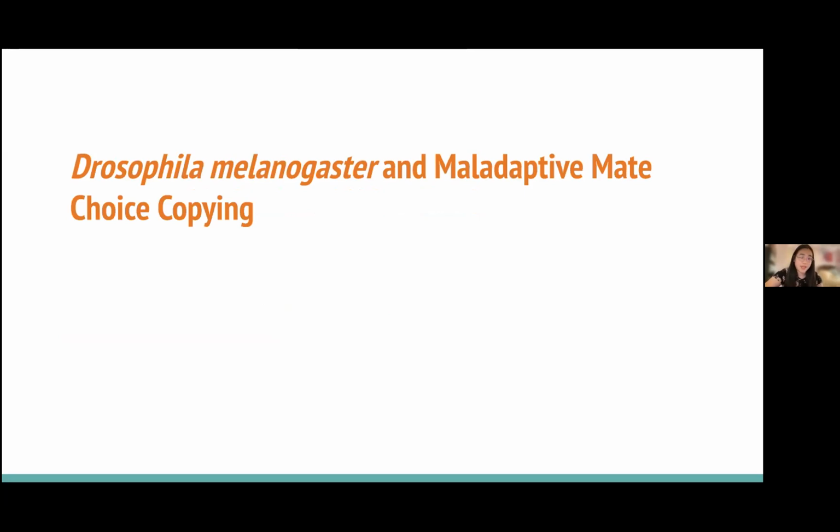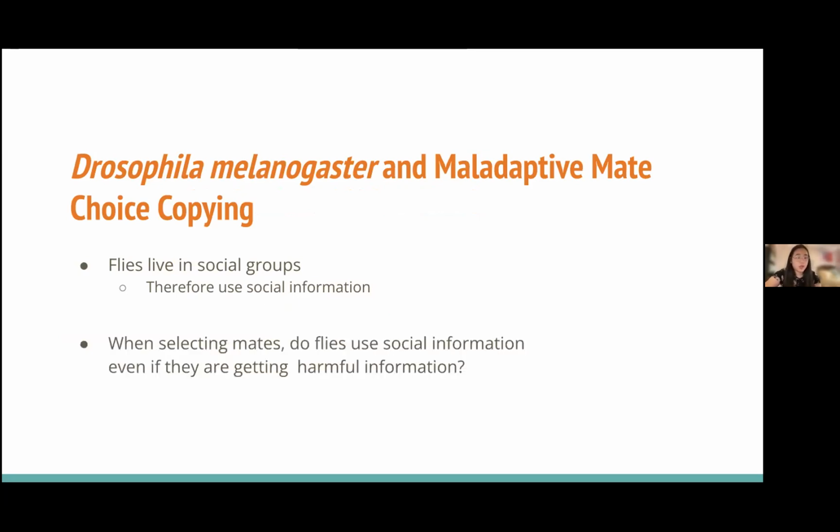So Drosophila melanogaster, which is the common fruit fly, and maladaptive mate choice copying. Not very many people know that flies actually live in social groups, and that's why we're able to look at social information and social learning. When selecting mates, we're trying to figure out: do flies use social information even when they're getting harmful information?